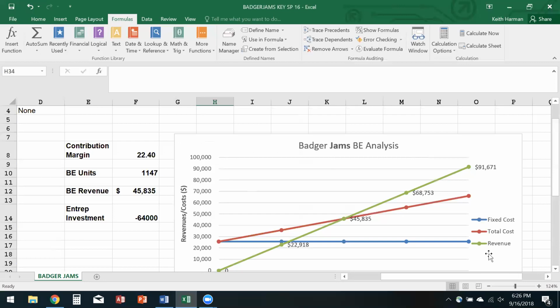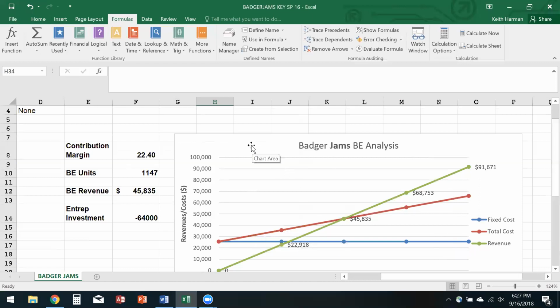And notice something. I have 3 variables I'm looking at: revenue, total cost, and fixed cost. Now you'll notice that the fixed cost stays the same. And here we have the break even at $45,835. All right. And here you'll see this area right here. This is profit. Down here, this is loss.